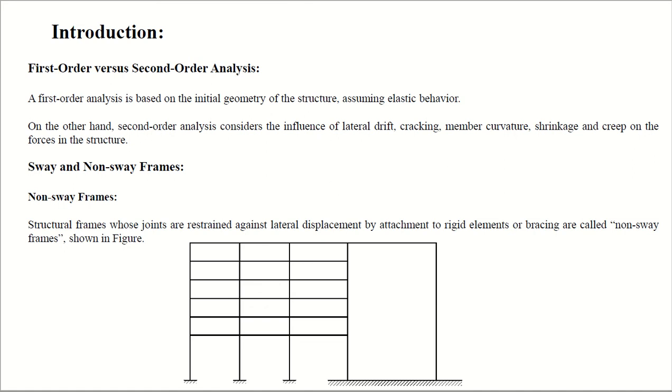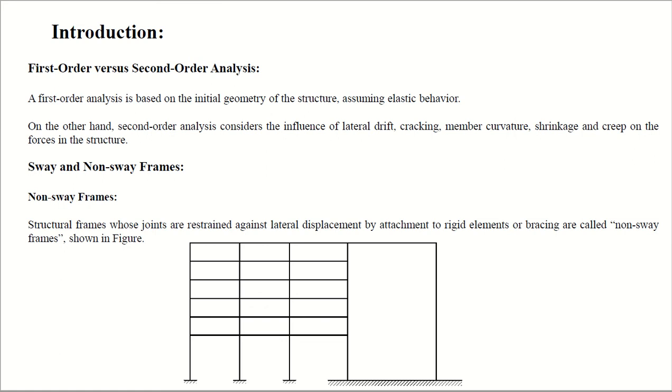On the other hand, second order analysis considers the influence of lateral drift, number one, cracking, number two, member curvature, number three, shrinkage and creep on the forces in the structure. Okay, so all these phenomena are included in the second order analysis. So this is the difference between first order and second order analysis.